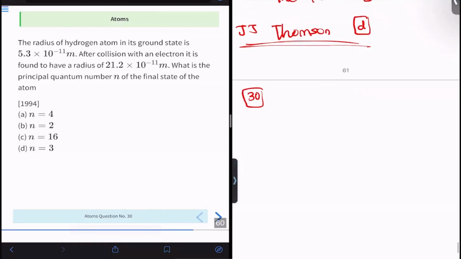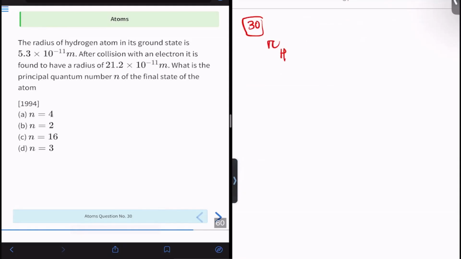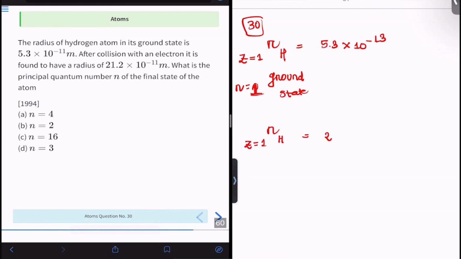Question number 30 says, the radius of hydrogen atom in its ground state, meaning n is equal to 1 and for hydrogen atom Z is equal to 1, is 5.3 into 10 to the power minus 11. After collision with an electron, it is found to have a radius of 21 upon 2.2 into 10 to the power minus 11.